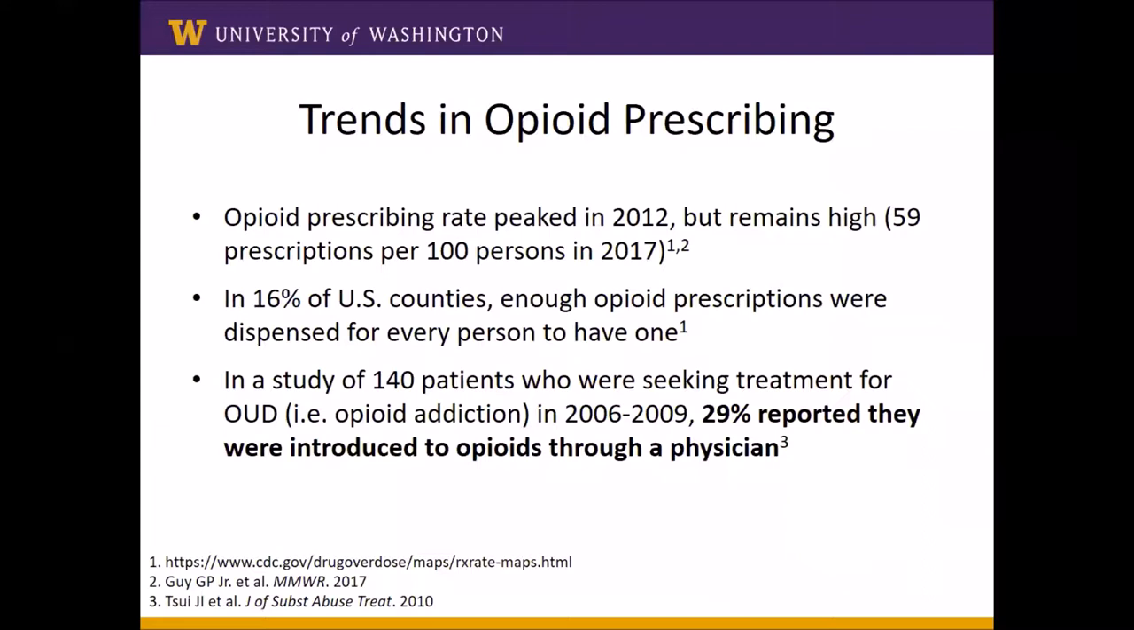So the good news is that since 2012, opioid prescribing rates have peaked. However, they remain high at nearly 60 prescriptions written per 100 persons. Also, rates vary tremendously by geographic region. One alarming statistic is that in 16% of US counties, enough opioid prescriptions were dispensed such that every person could have one. We conducted a study prior to 2010 that showed that among patients presenting for treatment for opioid addiction, 29% reported that they were introduced to opioids through a physician's prescription.